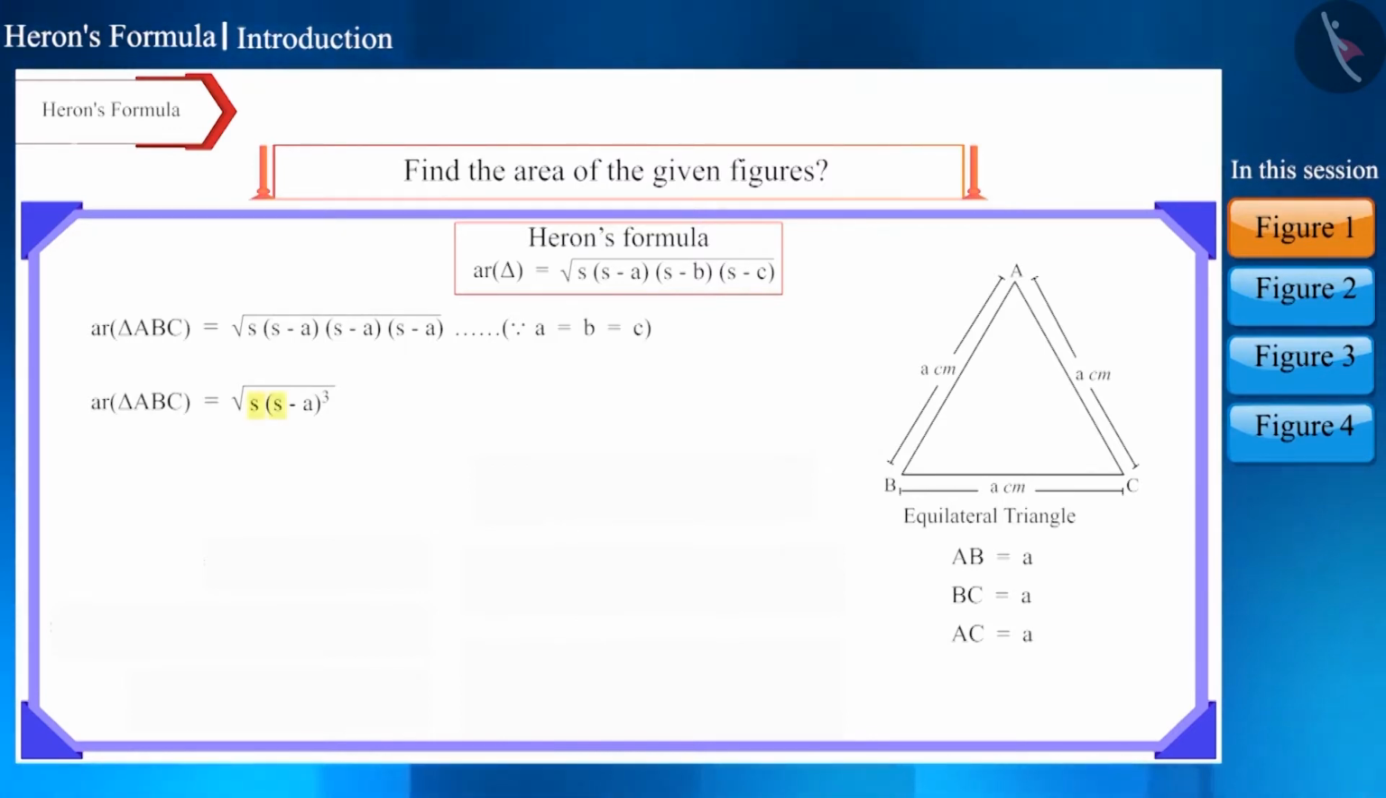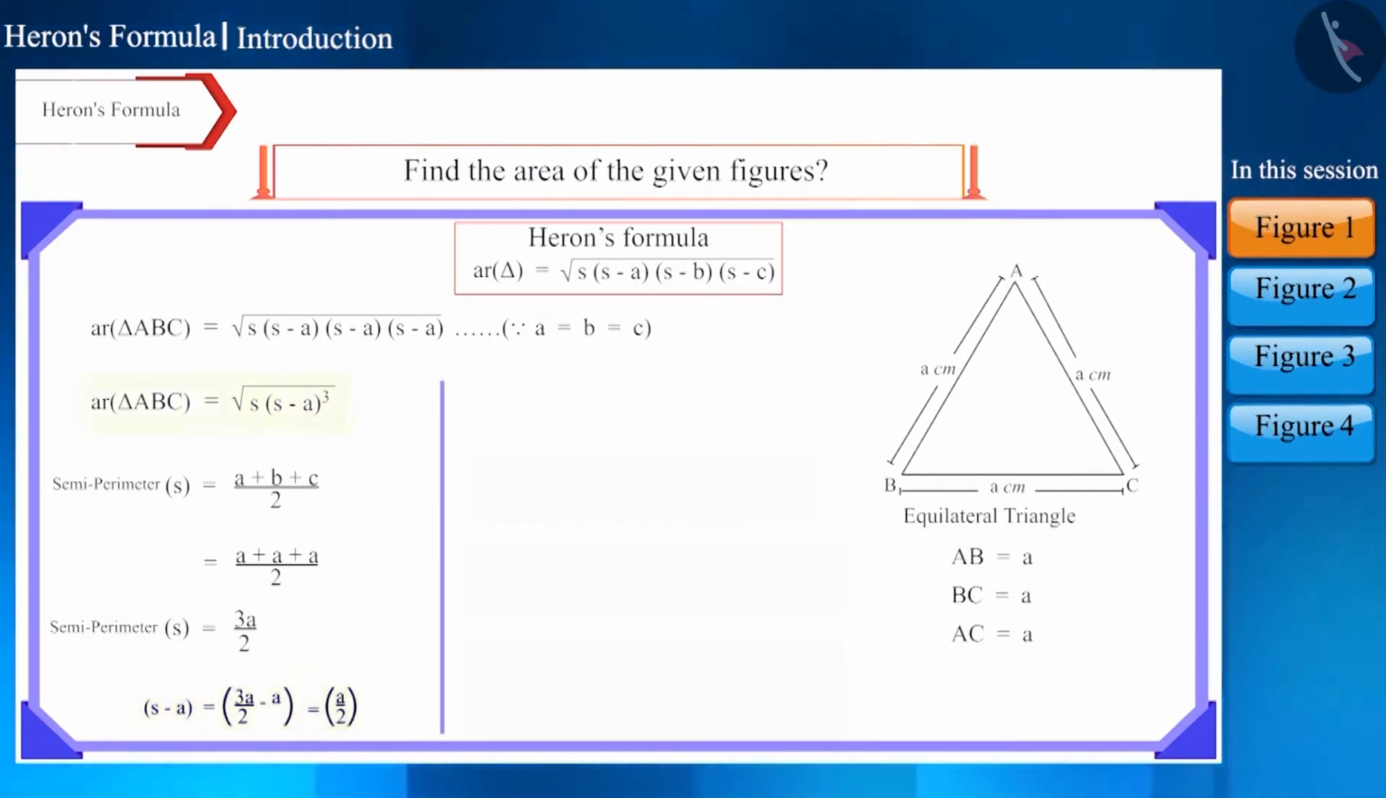Now we will determine the value of semi-perimeter, that is S. Semi-perimeter will be equal to (A plus B plus C) divided by 2, which will be equal to (A plus A plus A) divided by 2, or we can say 3A upon 2. We have obtained the value of S. Now we will find the value of S minus A and put it in the formula. S minus A is equal to A upon 2.